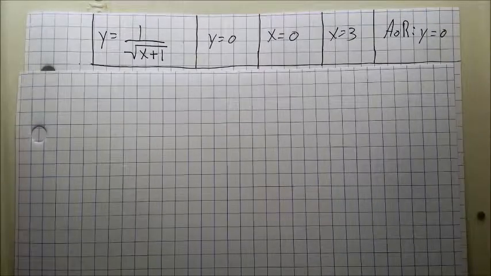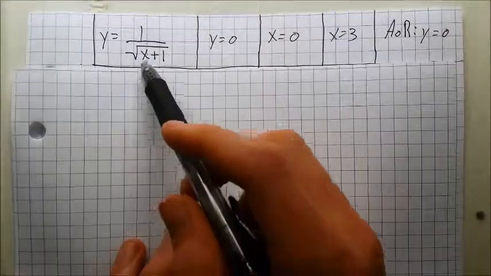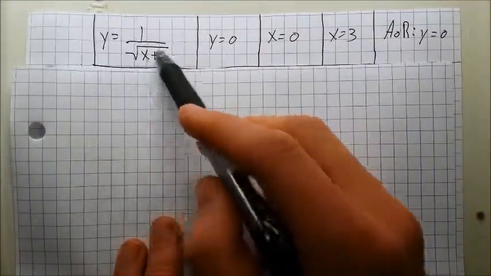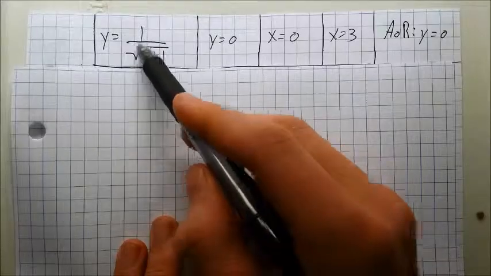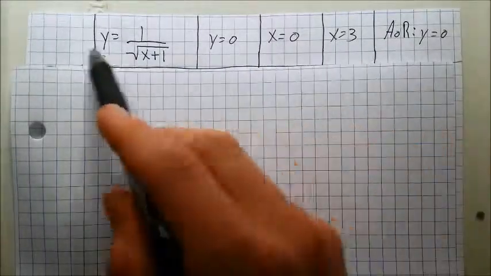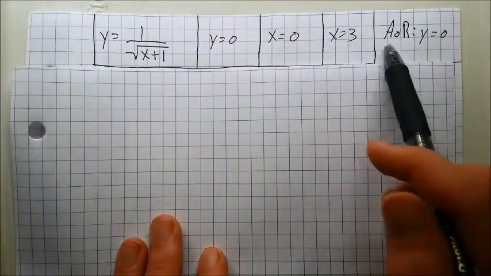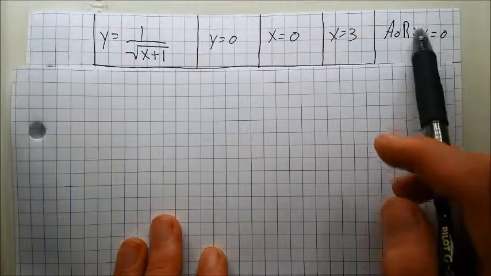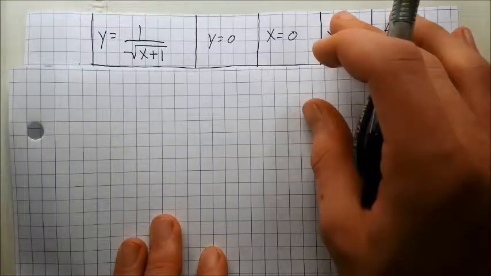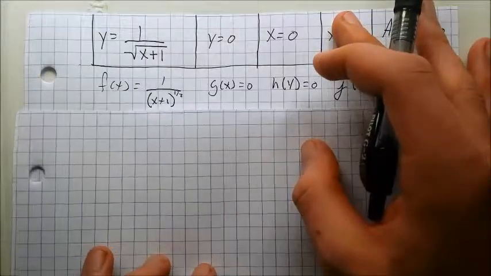So in this problem, we're asked to find the volume of a solid of revolution given the following. One function, y equals 1 over the square root of x plus 1, y equals 0, x equals 0, x equals 3, and the area between all these functions is rotated around the line y equals 0, and this is just the x-axis. So to start, I'm going to write everything in function notation because that is where it is most useful.